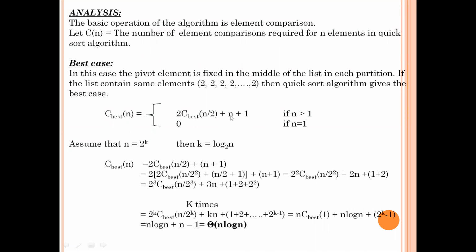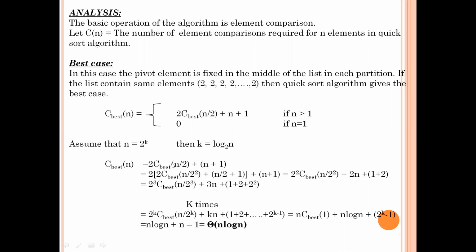N is for division and this is for combine. So this is the recurrence relation. Again, you will solve this recurrence relation by using the substitution method. That is, n is equal to 2 power k, then k is equal to log n base 2. Now you will substitute n by n by 2. So then what happens?